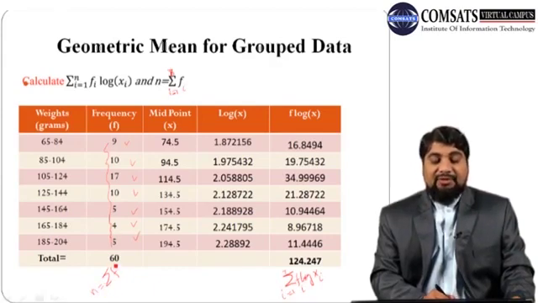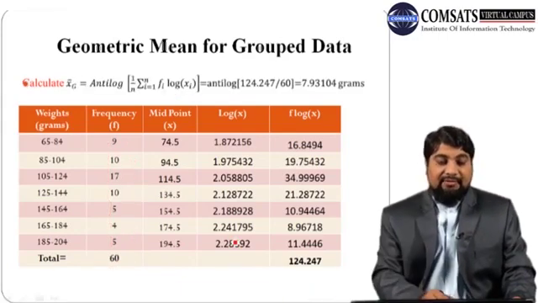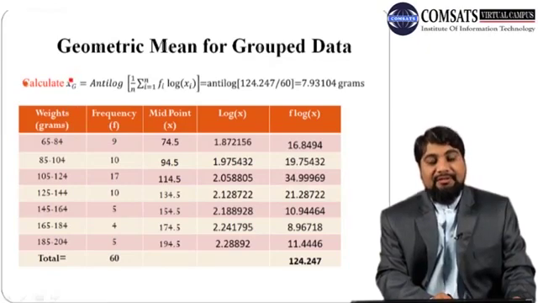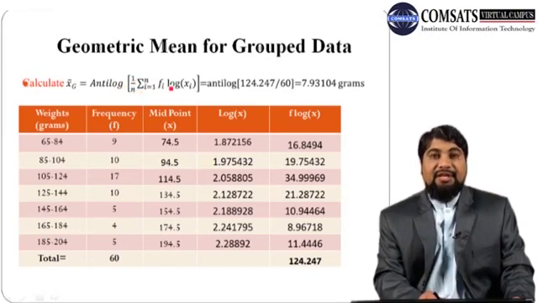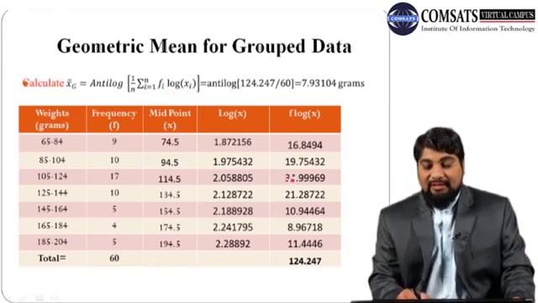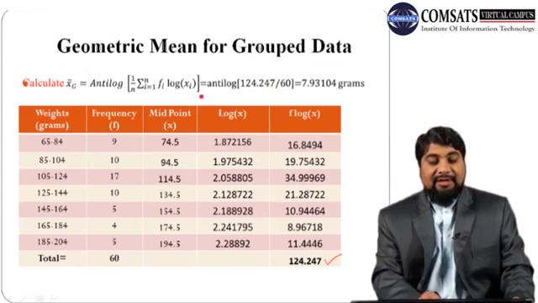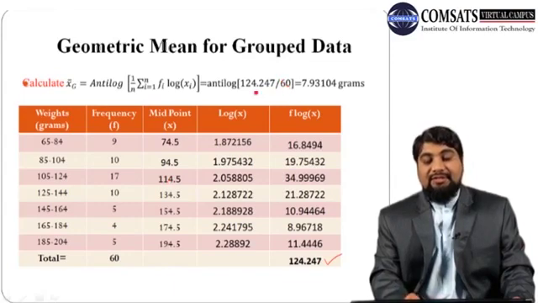So once we have both numbers 60 and 124, then calculate the geometric mean. So using this formula, it is antilog of 1 over n summation fi log xi. So just write antilog as it is, and then summation fi log xi, it is 124.247 divided by n. N is same as summation f, which is 60. So just divide this by 60 and then take antilog.